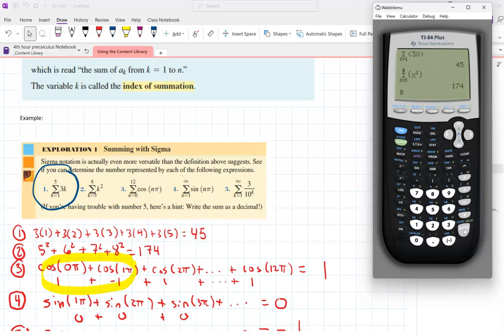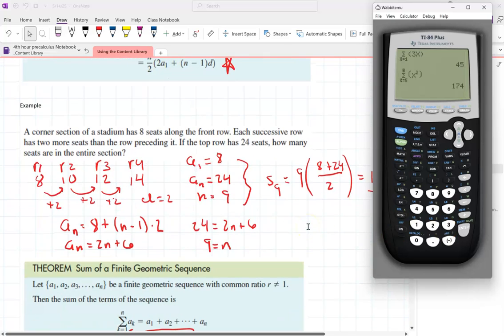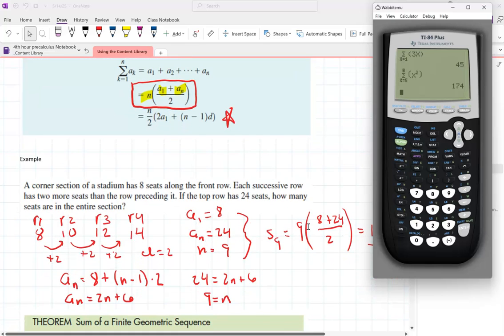That's pretty nice, right? If you forgot, say, the formula for the finite sum of a geometric or arithmetic sequence, all I need to do is do the sum of the nth term, so that's 2n plus 6, and then n is 9, so I'll just do x equals 1 to 9 of 2x plus 6, and that'll give me the same 144 that I got by plugging it into the formula.